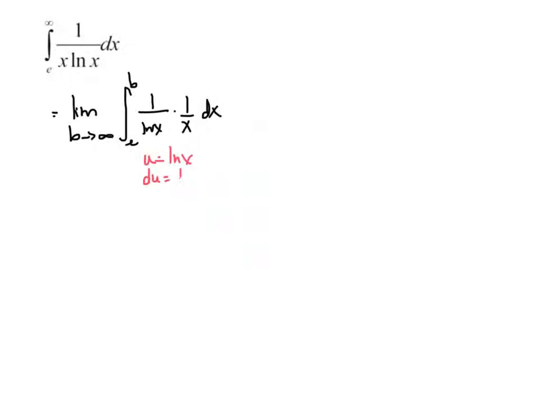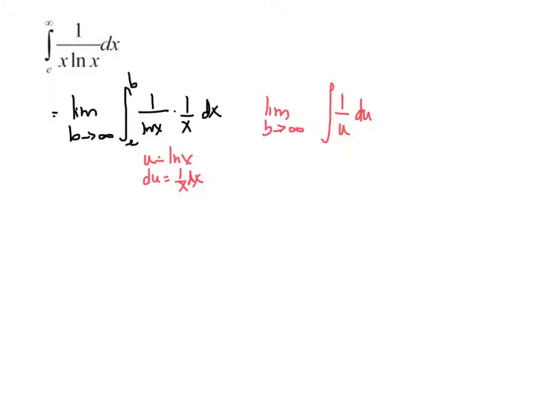All right, in this example, we're going to rewrite the limit as b approaches infinity from e to b of 1 over the natural log of x times 1 over x dx. That's a pretty easy substitution. u is natural log of x, du is 1 over x dx. Not too bad at all. It's going to be 1 over u du. We're doing the limit as b approaches infinity.